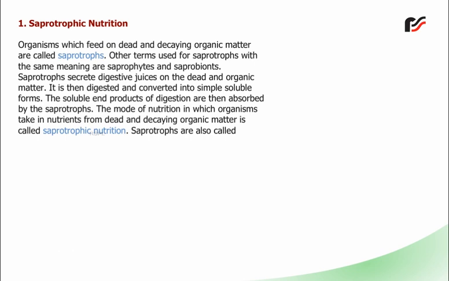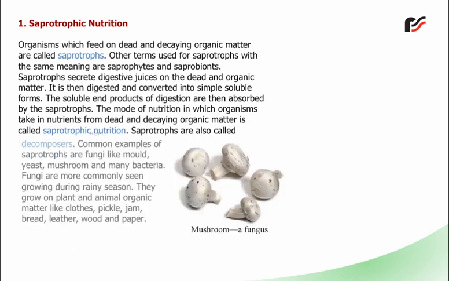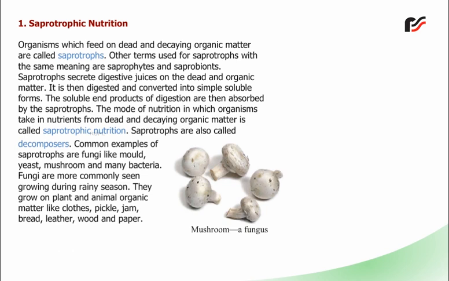Saprotrophs secrete digestive juices on the dead and organic matter. It is then digested and converted into simple soluble forms. The soluble end products of digestion are then absorbed by the saprotrophs. The mode of nutrition in which organisms take in nutrients from dead and decaying organic matter is called saprotrophic nutrition.